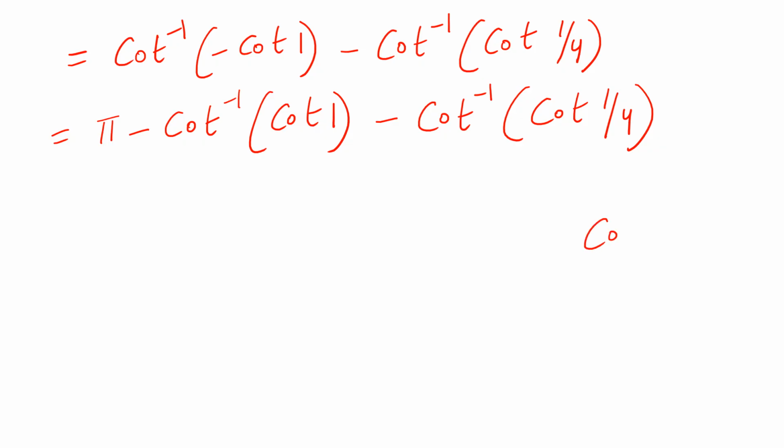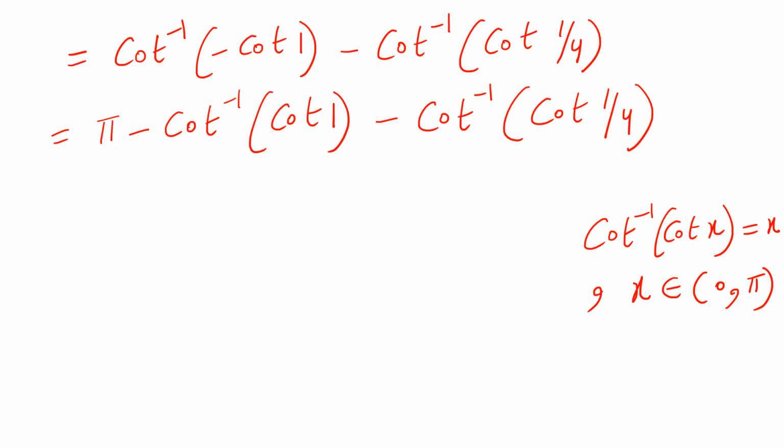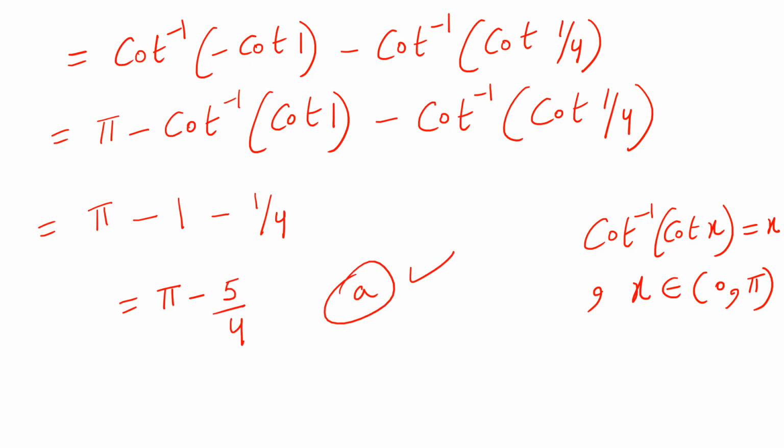Now students, we know that cot inverse of cot x is equal to x when x belongs to open interval 0 to pi. Now since 1 upon 4 and 1, both of them lie in the open interval 0 to pi, so that means this expression becomes equal to pi minus 1 minus 1 upon 4, and this is finally pi minus 5 upon 4. So that means option A is the correct one.